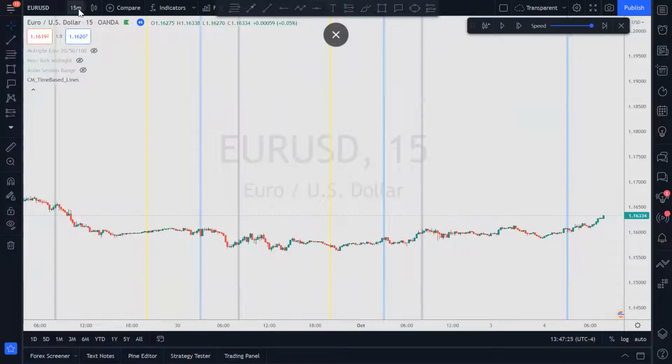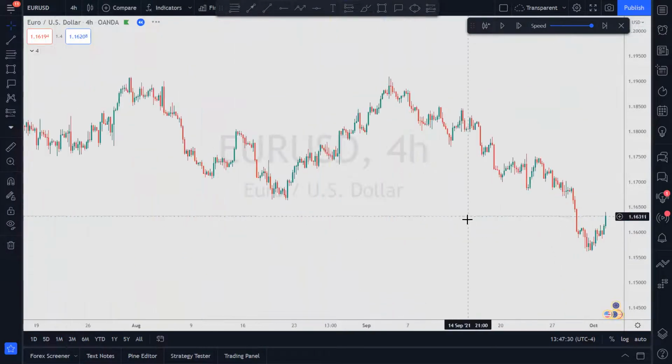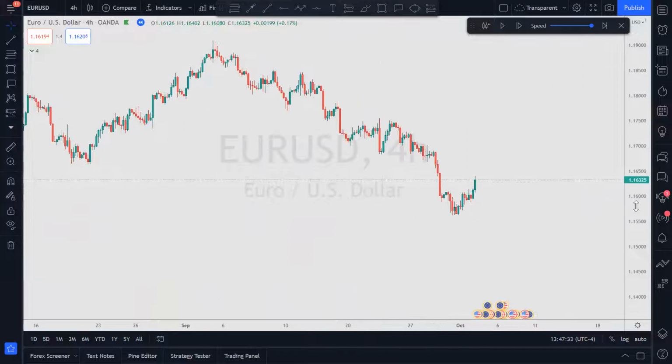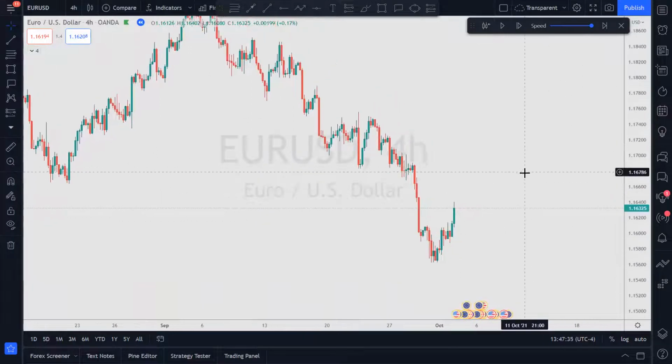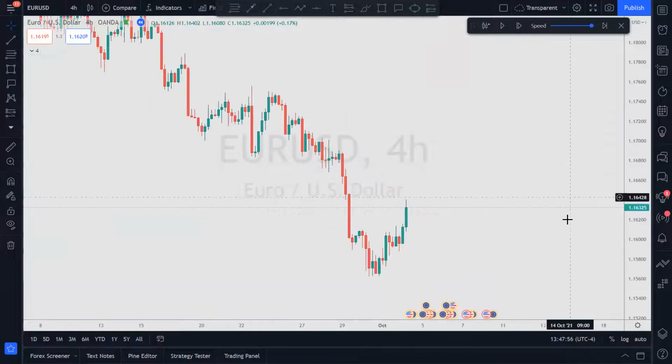Now, first thing we want to do, go to the higher time frames. Go to 4 hours. 4 hours, plenty good. All right. Why? Because we want to establish where the order blocks are. Price flows from supply to demand, from demand to supply, from bearish order block to bullish, and then back to bearish, okay?